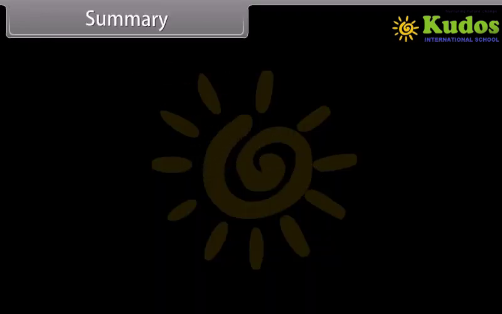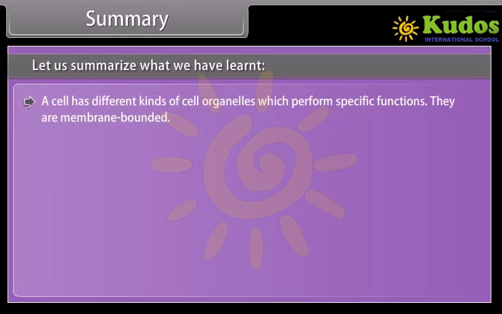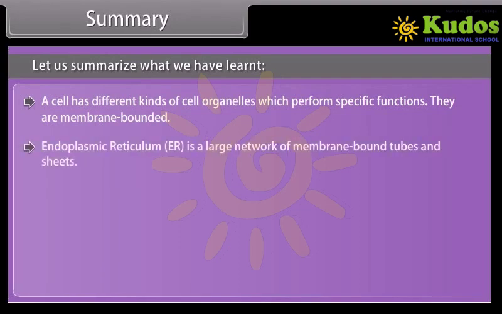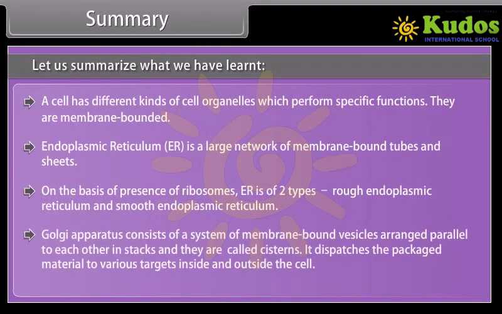Summary. Let us summarize what we have learned. A cell has different kinds of cell organelles which perform specific functions. They are membrane-bounded. Endoplasmic reticulum, ER, is a large network of membrane-bound tubes and sheets. On the basis of presence of ribosomes, ER is of two types: rough endoplasmic reticulum and smooth endoplasmic reticulum. Golgi apparatus consists of a system of membrane-bound vesicles arranged parallel to each other in stacks, and they are called cisterns. It dispatches the packaged material to various targets inside and outside the cell.